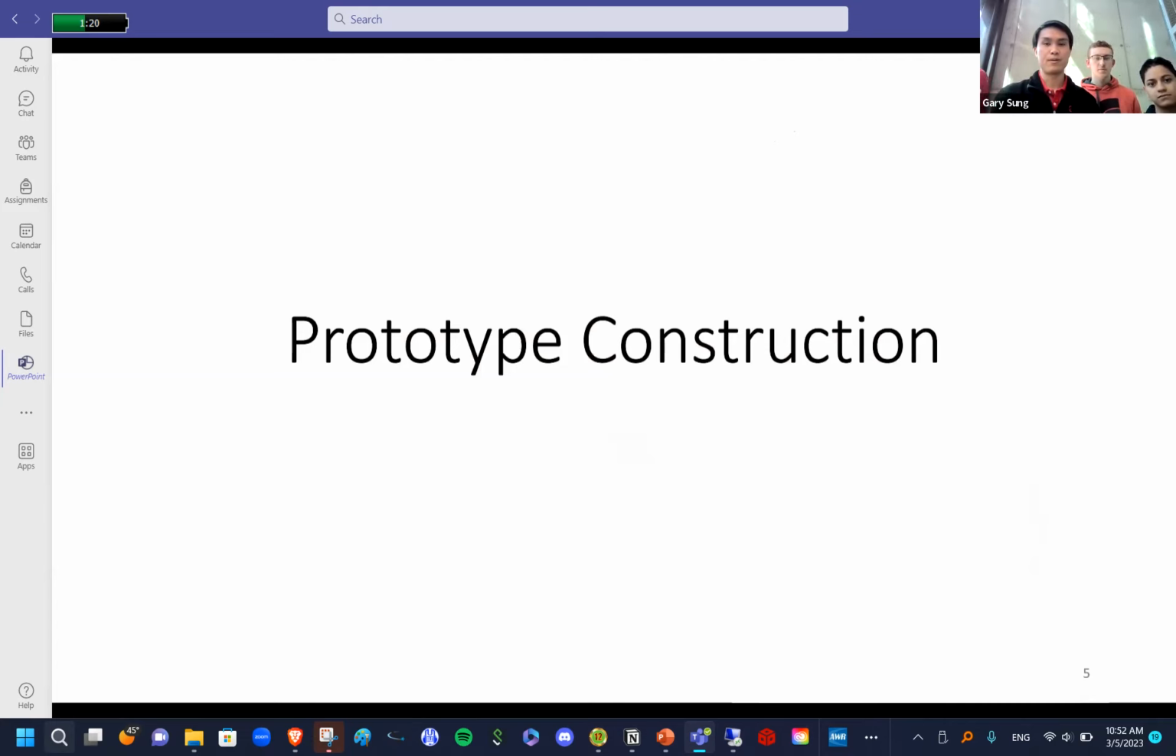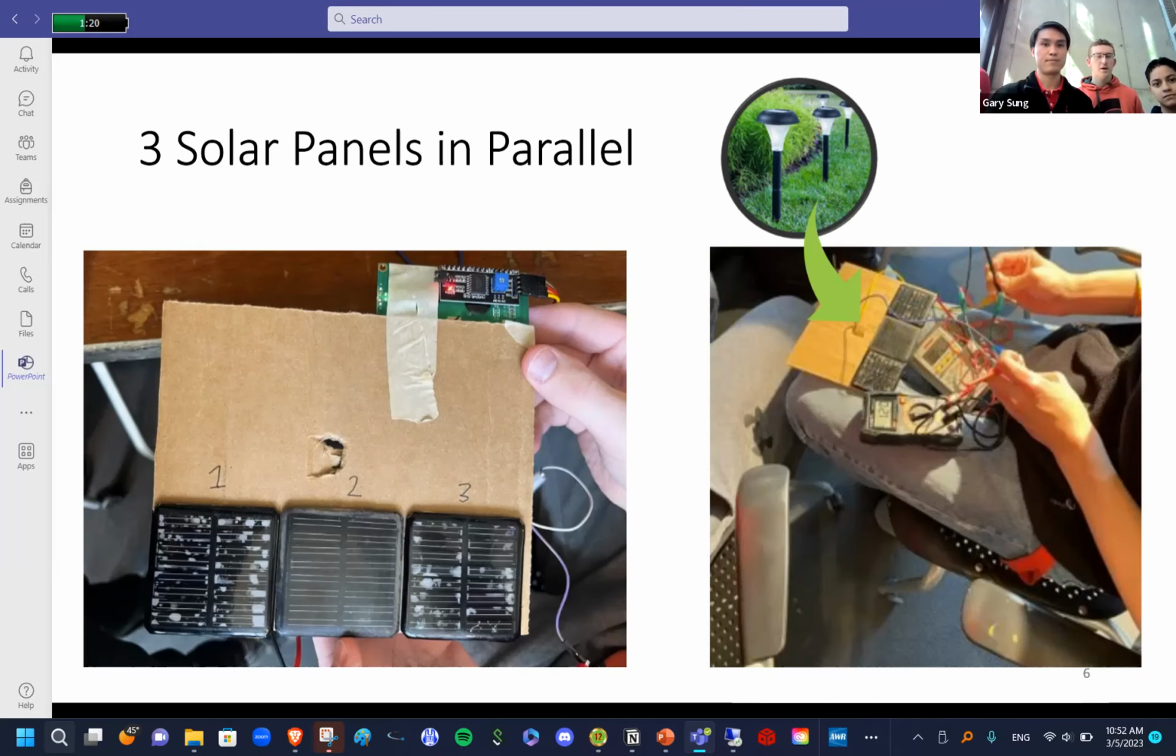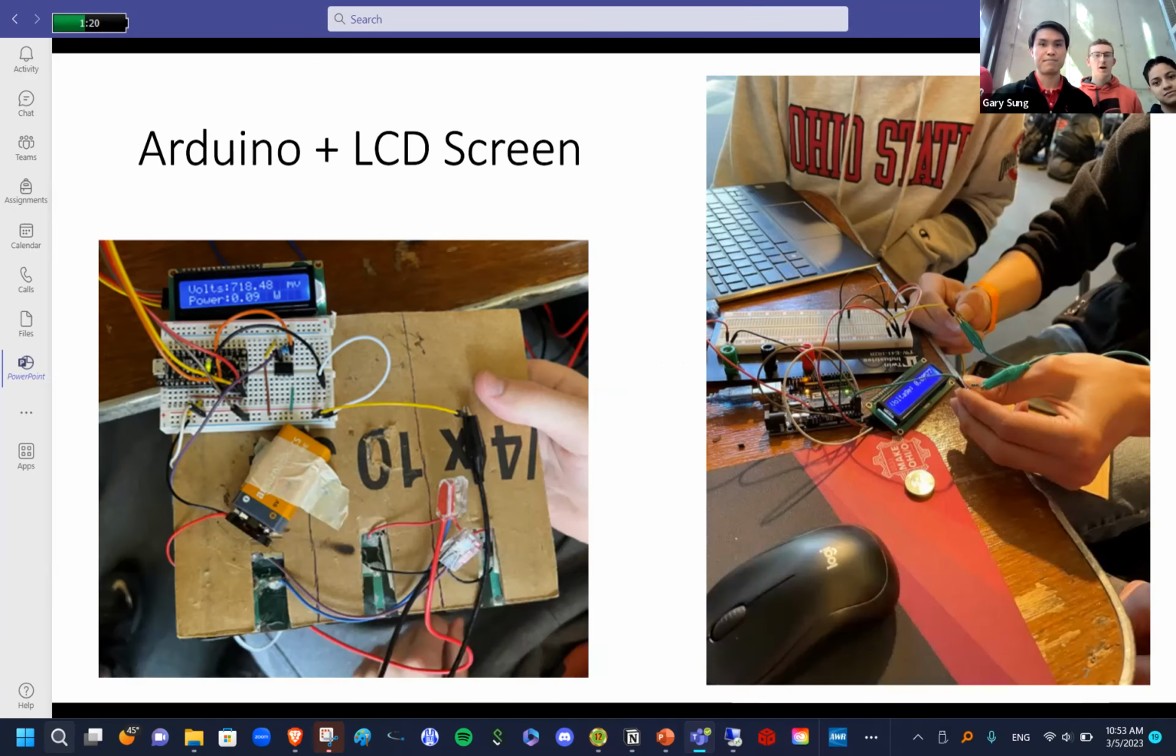This is how we created the prototype. We took the 3 solar panels provided by one of our group members, and we mounted them together in parallel configuration on the back. Then on the other side we had an Arduino Uno setup with an LCD screen that could measure the voltage and the power from the solar panels.